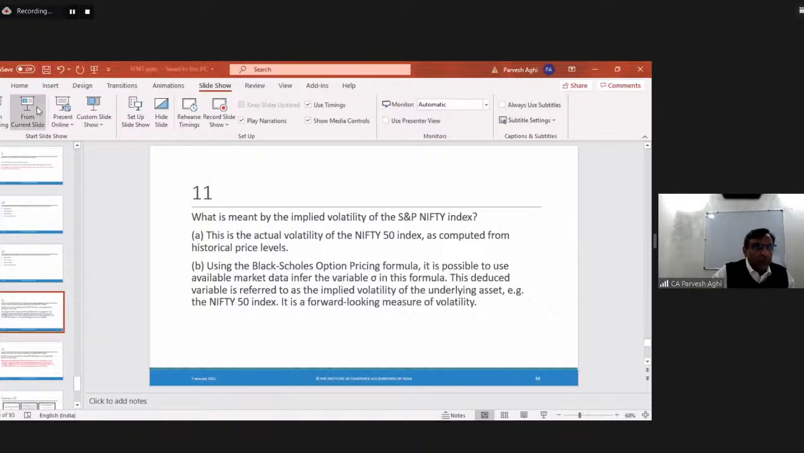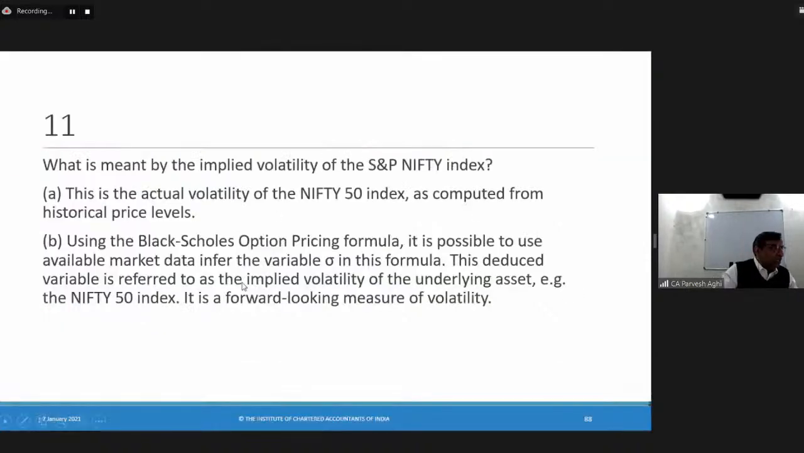It is basically a forward-looking measure of volatility. So please look at this, just focus. That means how much volatility the option writers are thinking going forward. What should be the volatility? It is calculated using the Black-Scholes option pricing formula. This is the second choice.